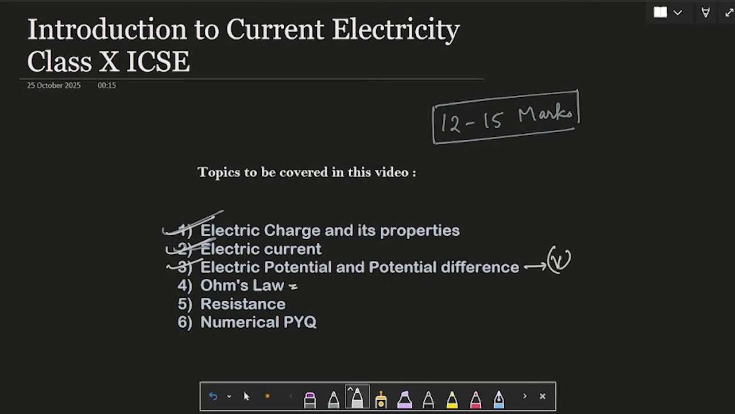Then finally we are going to come to Ohm's law, which is a fundamental and very important law for this chapter, and this chapter will be further governed by this law when we study series and parallel combinations, EMFs and terminal voltage in unit 2 and unit 3. Then we are going to study resistance, which is a property of a conductor during the flow of electric current. And finally, we are also going to see a couple of small numericals inspired by the previous year questions from your ICSE papers. So this is how the flow is going to be. Now let's dive in.